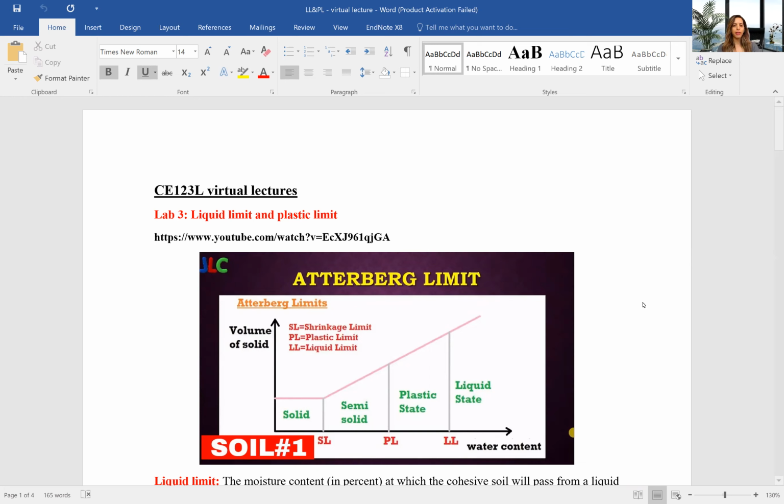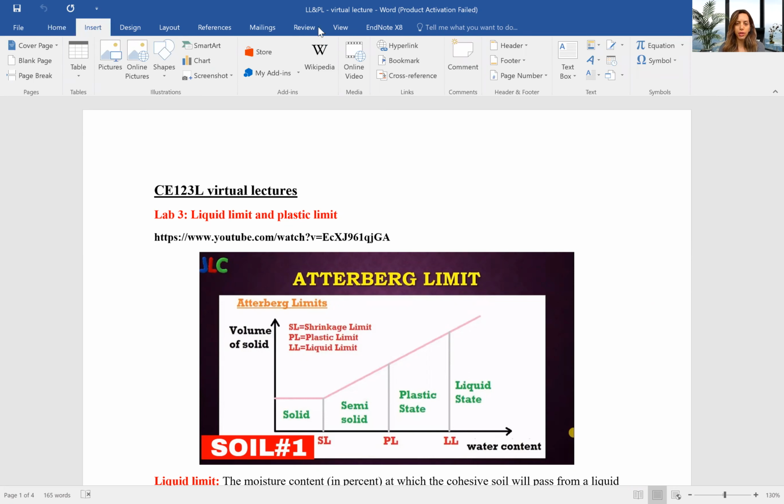Today we are going to talk about Atterberg's limits. So we have three Atterberg's limits: liquid limit, plastic limit, and shrinkage limit. The experiments that we are doing are mainly for liquid limit and plastic limit. So these Atterberg limits technically are moisture content.